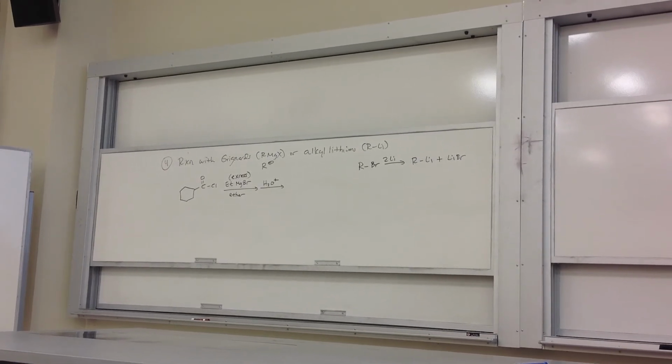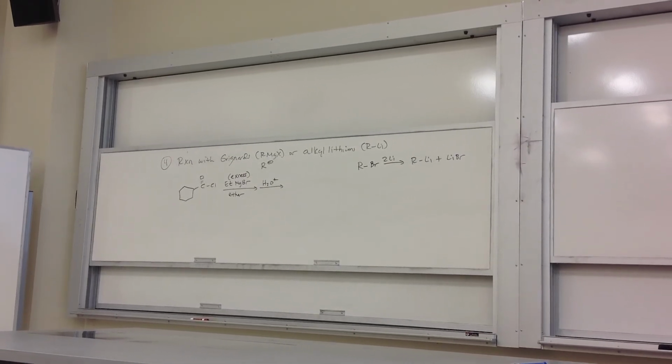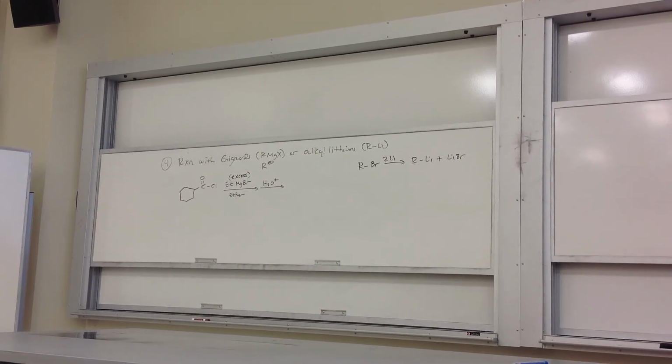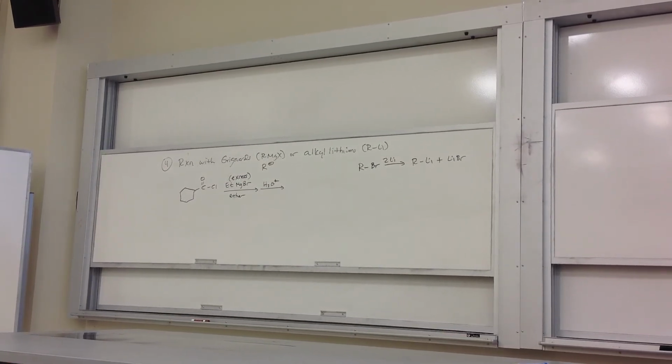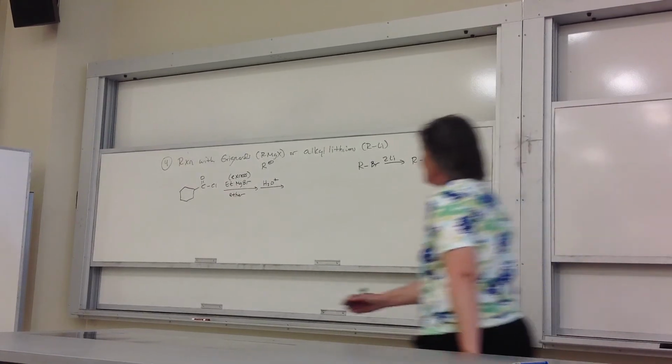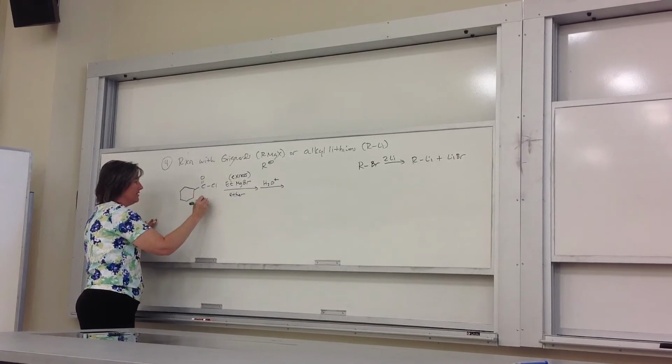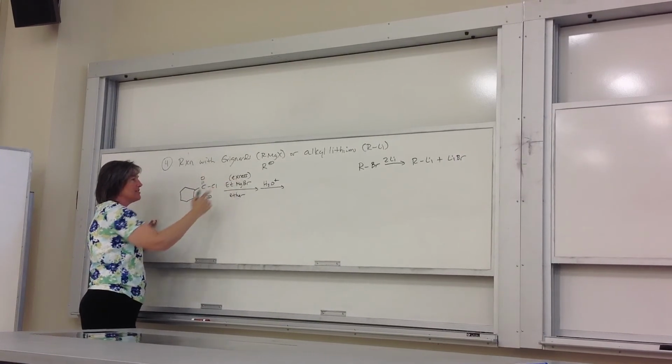Got it? What's the functional group I'm left with at the end? An alcohol. It's actually an alcohol. Okay, let's figure out how that happened. If I'm using an excess, that's a hint.